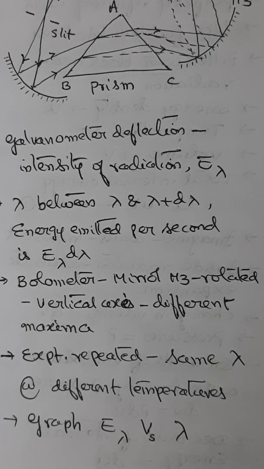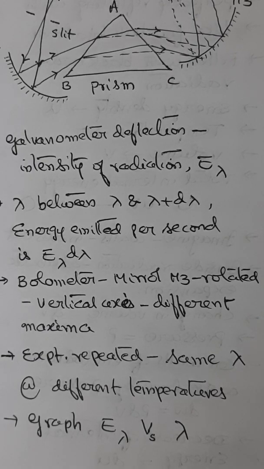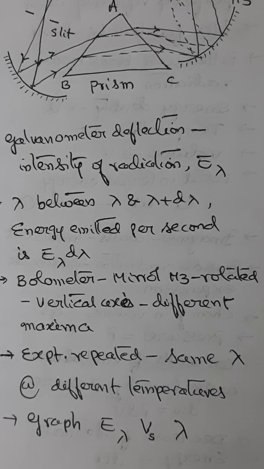Instead of rotating the bolometer to obtain different wavelength maxima, the mirror M3 can be rotated about a vertical axis, and different maxima are obtained and detected by the bolometer. This experiment was repeated for the same wavelengths at different temperatures. Readings are noted down and then a graph has been drawn between the intensity E lambda and the wavelength lambda at different temperatures. And the graph showed certain curves.